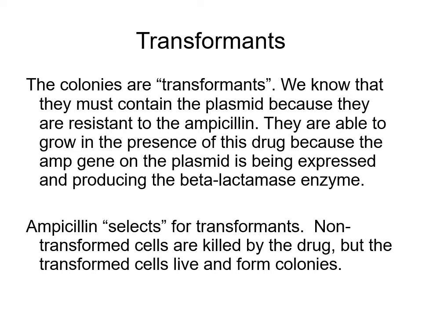Okay, so what happens is we observe colonies, and these colonies are called transformants, and we know that they contain the plasmid DNA because they grew up resistant to the ampicillin. Most of the cells are killed in this situation because transformation is a rare event in E. coli, and the rare cell that does take up the plasmid expresses the beta-lactamase gene and is now able to grow in the presence of the drug because the cells are now protected from the drug because of this enzyme produced by the plasmid. So the ampicillin selects for transformants. Non-transformed cells are killed, and the transformed ones live and form colonies.